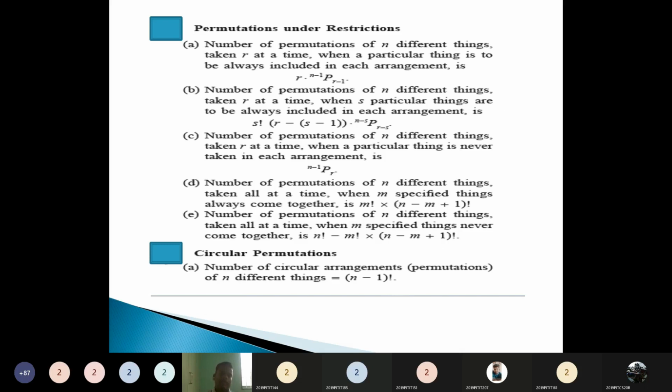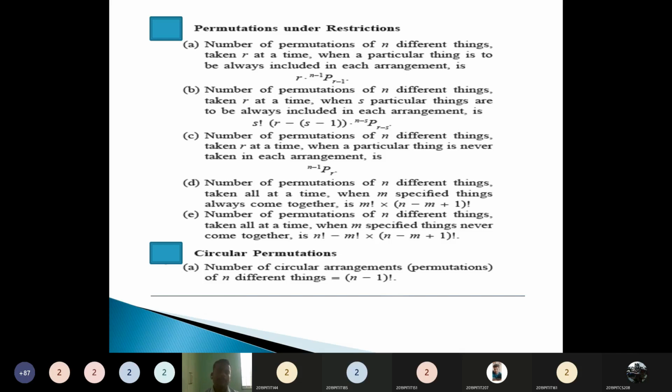Different combinations, different ways, they can raise the question. For that case, we have to slightly modify the permutation formula. The number of permutations of n different things taken r at a time, when a particular thing is always to be included in an arrangement, or a particular thing should be there in the selection, is 1 into n minus 1 P r minus 1. One particular element should be there in the selection. So that is 1 into n minus 1 P r minus 1.